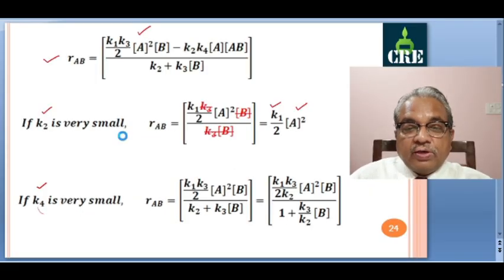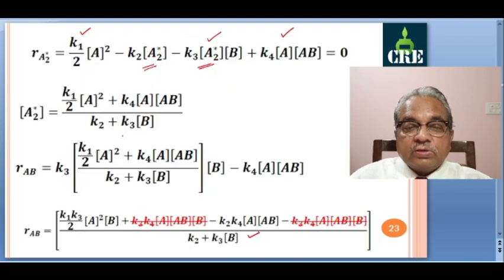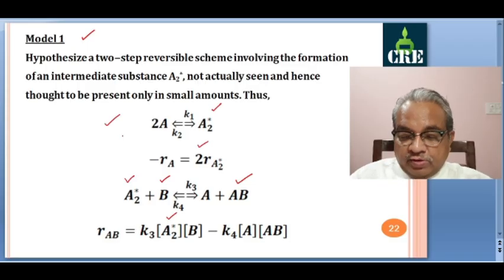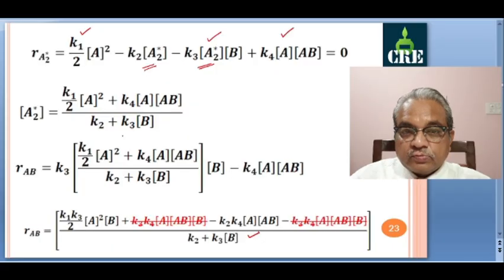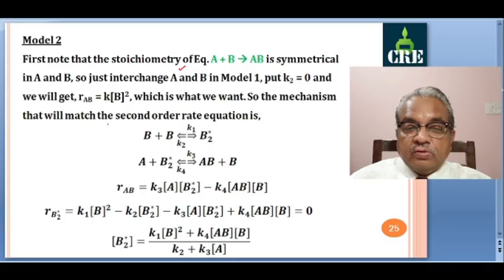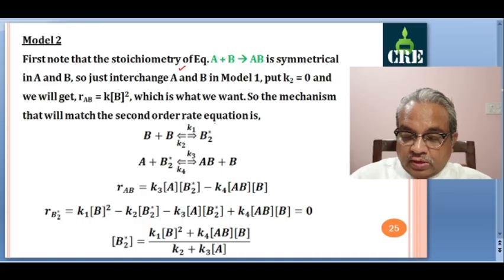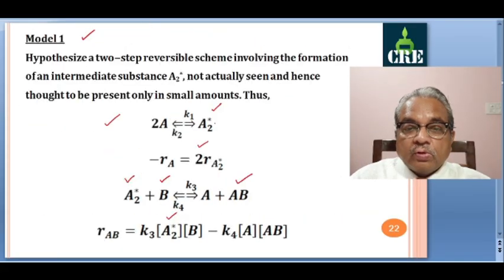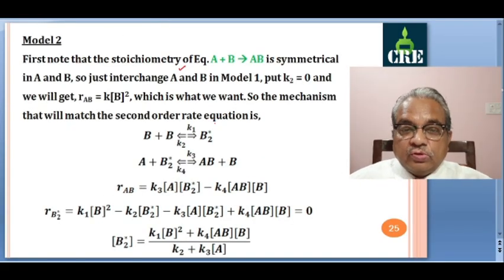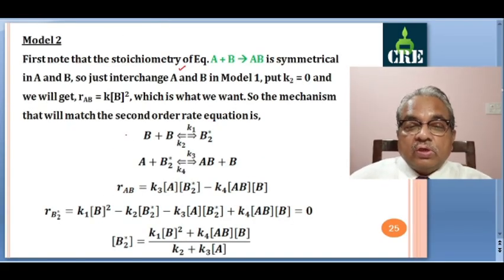So what we have written as the first step in our mechanism is 2A gives A2 star. So what do we want? We wanted one B there. So we have written B plus B giving B2 star. 2A is nothing but A plus A; we can write 2B also. First reversible step.